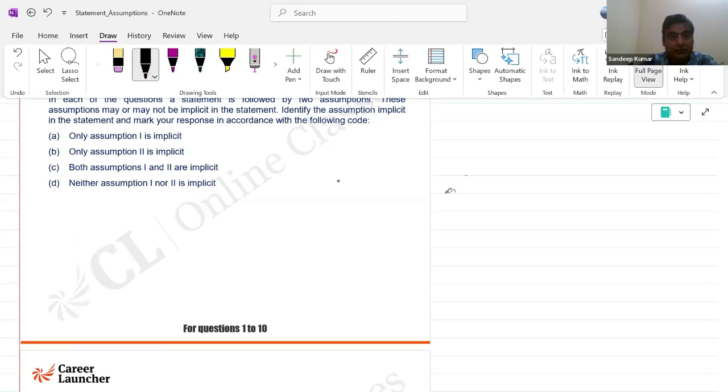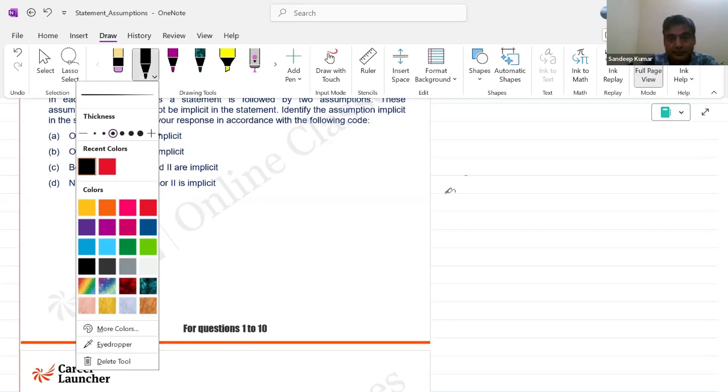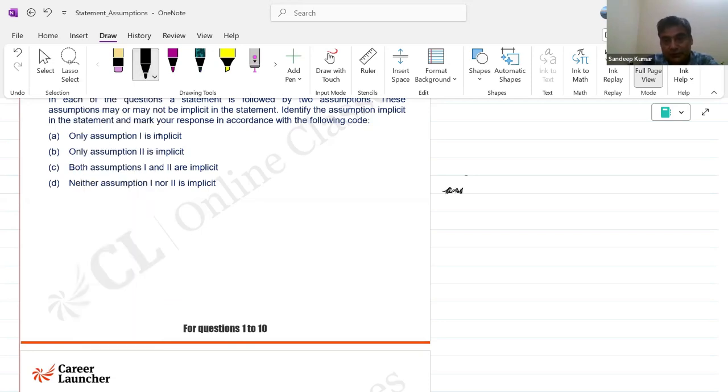Assumptions for the first level. Assumptions, it is related to an unstated premise. क्या सोचकर कोई काम करते हैं.